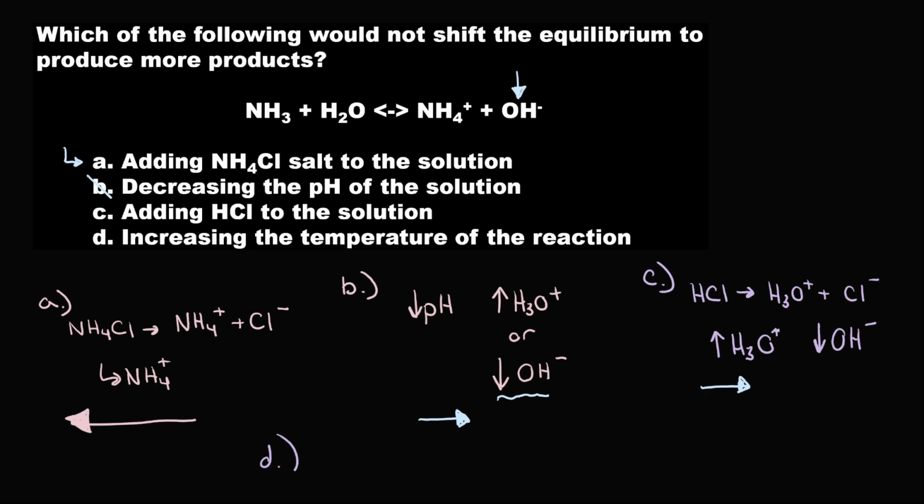Now let's look at letter D. Letter D is talking about increasing the temperature of the reaction. Here, we are not given enough information in order to make this decision, because what we need is the delta H of the reaction, or the change in enthalpy. This enthalpy change will dictate if a temperature change will shift it towards the right or towards the left. But we don't have that information, so we can't make that distinction. So we know B, C, and D are not the answer. Letter A is our correct answer for this specific question.